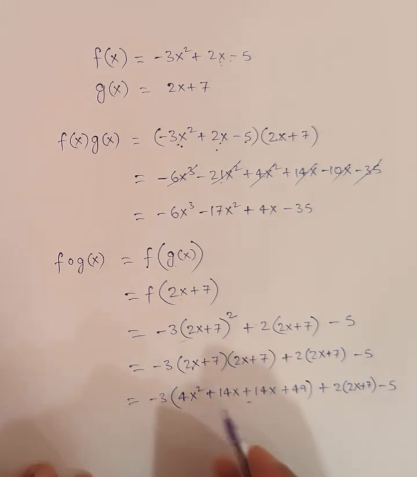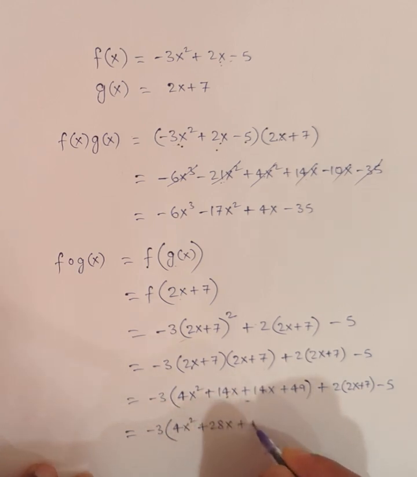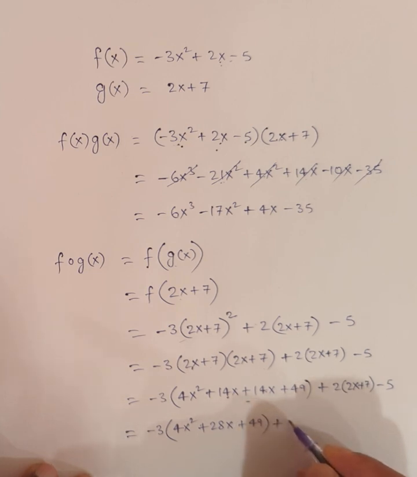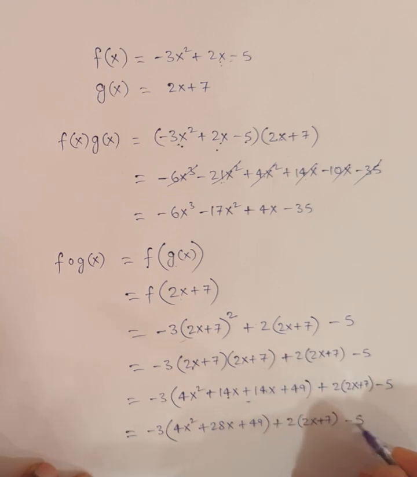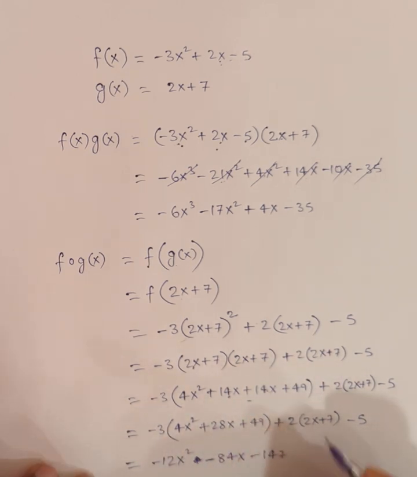Now, we can simplify here. We can combine the like terms inside those parentheses. 14 plus 14 is 28. So 4x squared plus 28x plus 49. And let's still keep the multiplication, 2 times 2x plus 7 minus 5. Now let's go ahead and multiply. So negative 3, you distribute that, you get negative 12x squared. Negative 3 times 28, you can use a calculator for that. It would be negative 84x. Then negative 3 times 49 is negative 147.